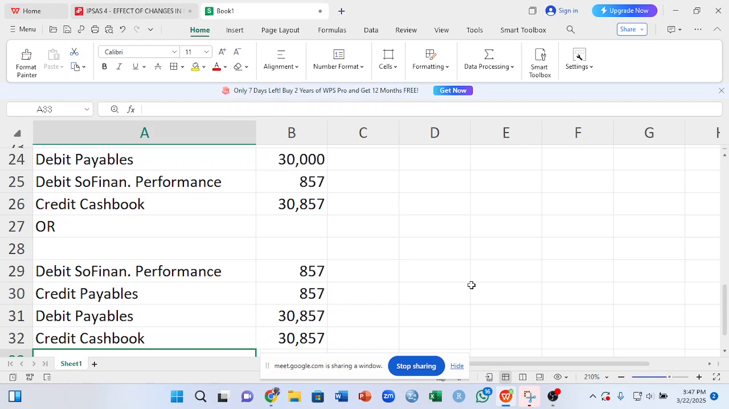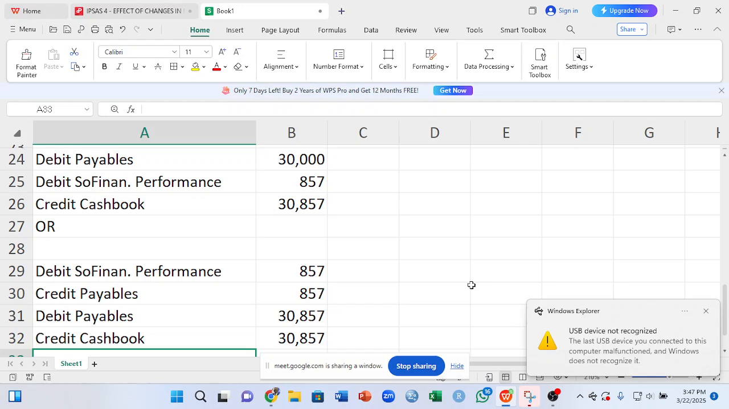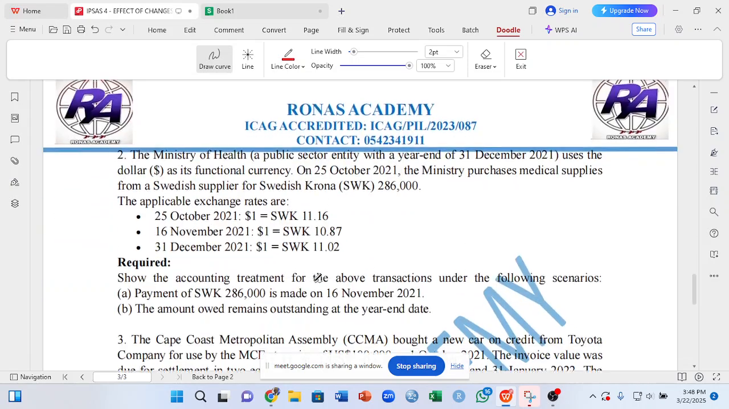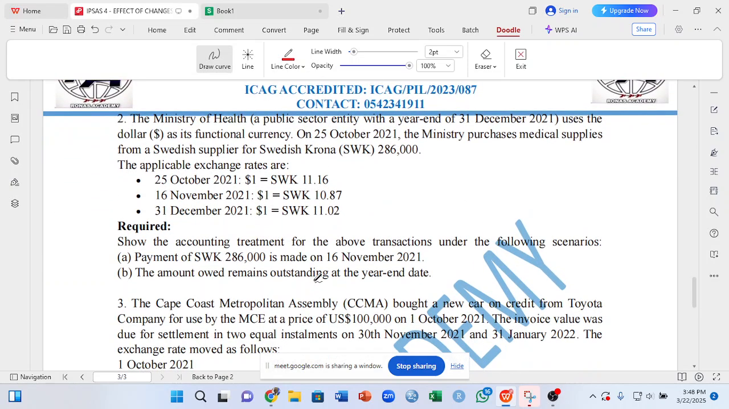Are we fine with this question? So literally we are done with this question. If you have questions, let me know. Okay. If there's no question, let's move to question 2. Kindly read question 2 for us.